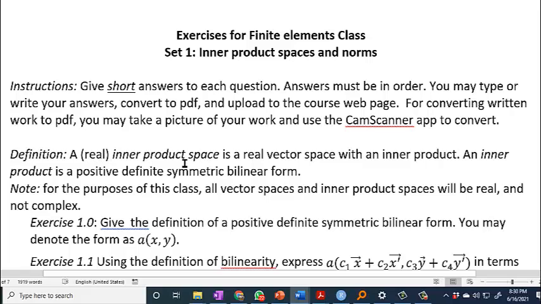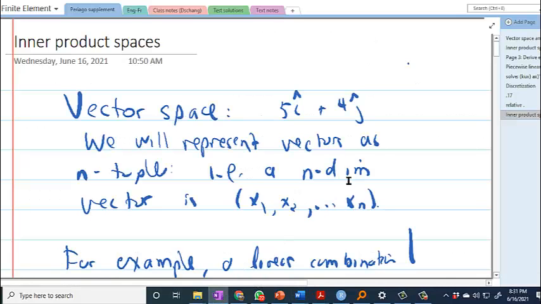Definition: a real inner product space is a real vector space with an inner product. An inner product is a positive, definite, symmetric, bilinear form. So in class on Wednesday, we spoke about a bilinear form, what that means, and I just got to talking about symmetric. I have sent the notes here through the WhatsApp group. I'll remind you of the idea of a bilinear form.